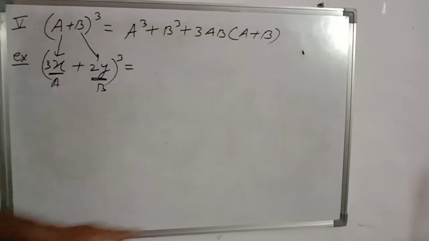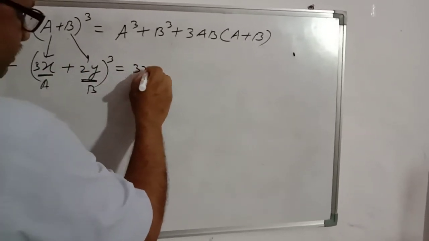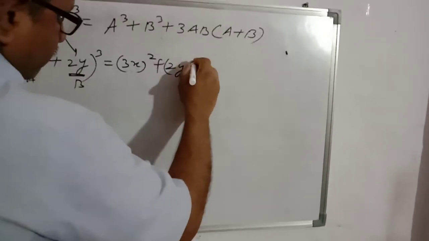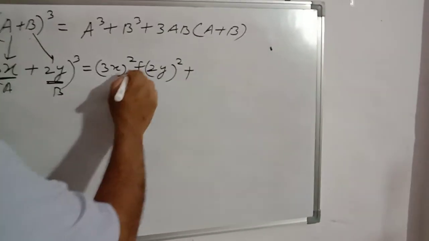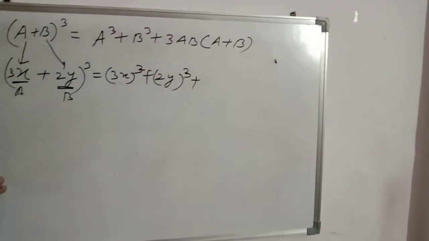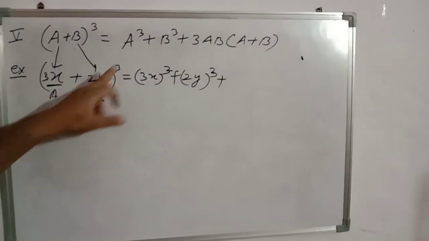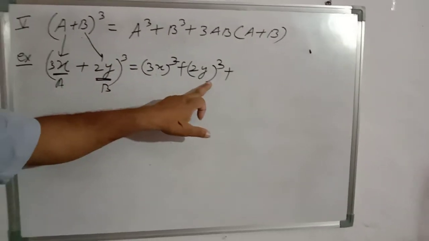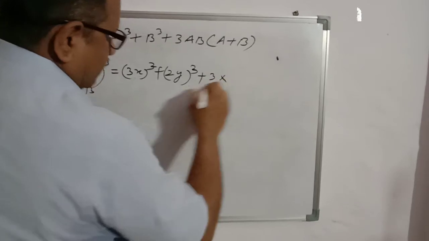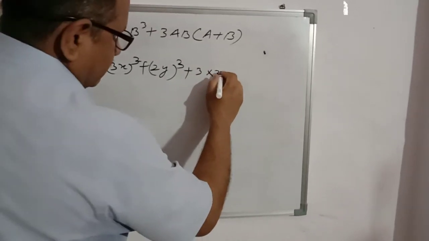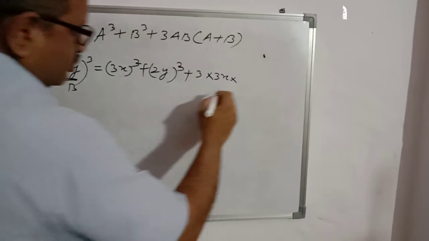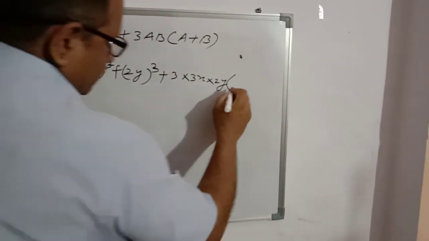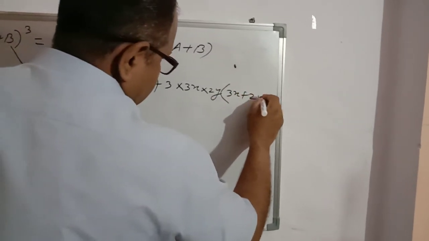We will put these on the right side. So it is 3x whole... b is 2y, write 2y whole square. Not whole square, cube. It is cube, sorry. So a is 3x, we have (3x) whole cube, b cube, b is 2y, (2y) whole cube, plus 3 into a, which is 3x, multiplied by b, which is 2y, in bracket a plus b. So a is 3x and b is 2y: (3x + 2y).